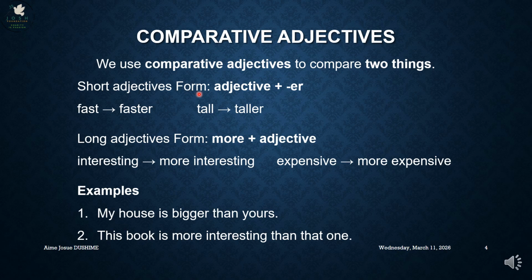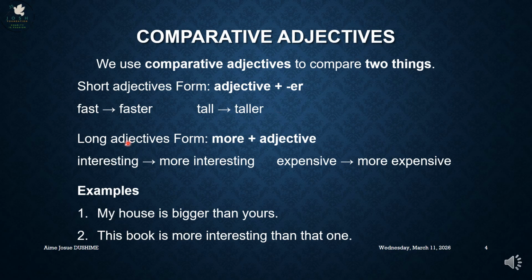When you say short adjective form, as in the previous level of A2, a short adjective is adjective plus ER. Fast is an adjective. The comparative adjective becomes faster. We take that adjective and then we add ER. Tall, taller, small, smaller, big, bigger, large, larger. And you remember we saw the rules of doubling the letters, or just adding R only.